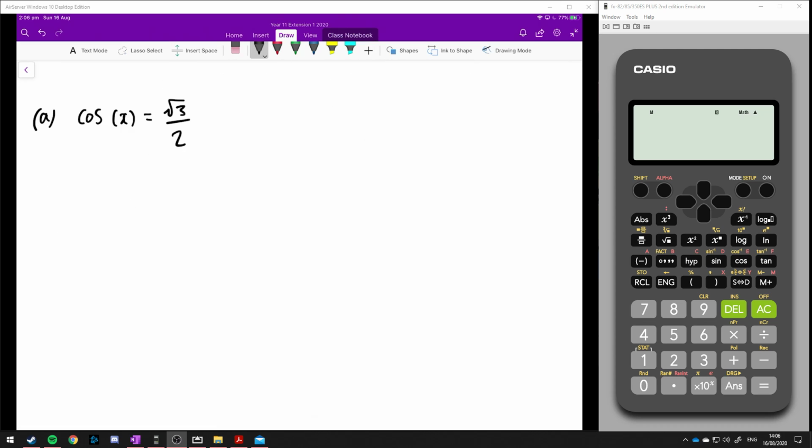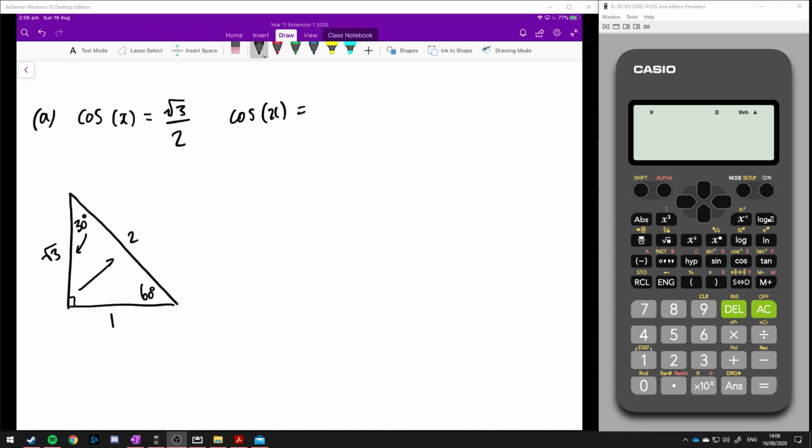When we're looking at cos equals root 3 on 2, we're thinking back to our exact triangles. So our root 3, our 1, and our 2, and it's our 60 degree and our 30 degree triangles. Looking at this one specifically, we want root 3 on 2. So which angle gives me root 3 on 2 in this case? Well, it's when the angle is 30 degrees.